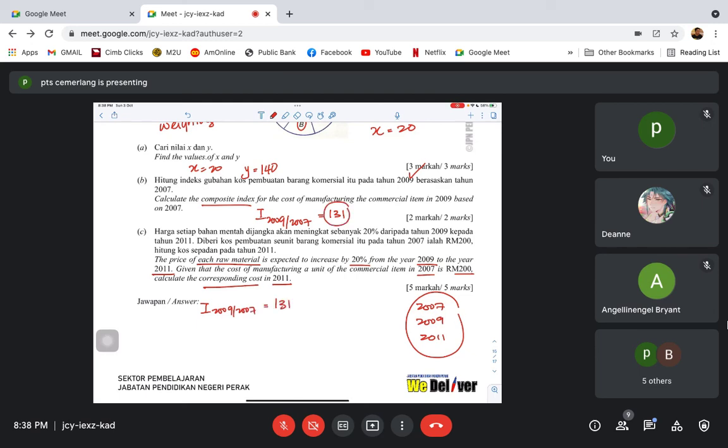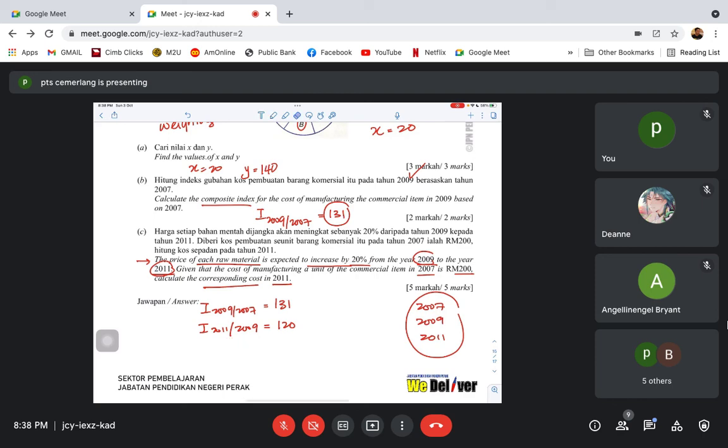Alright? And then if you look at this question, the price of the raw material is expected to increase by 20% from the year 2009 to the year 2011. Maksudnya, the index of 2011 based on 2009 is equivalent to 120. Do you know why I write as 120? Because the question says increase by 20% from 2009 to 2011. So that's why I can write this one. Index of 2011 based on 2009 is 120.